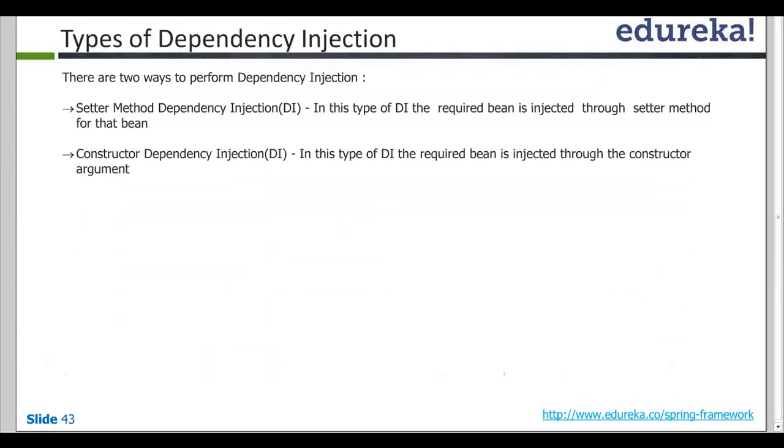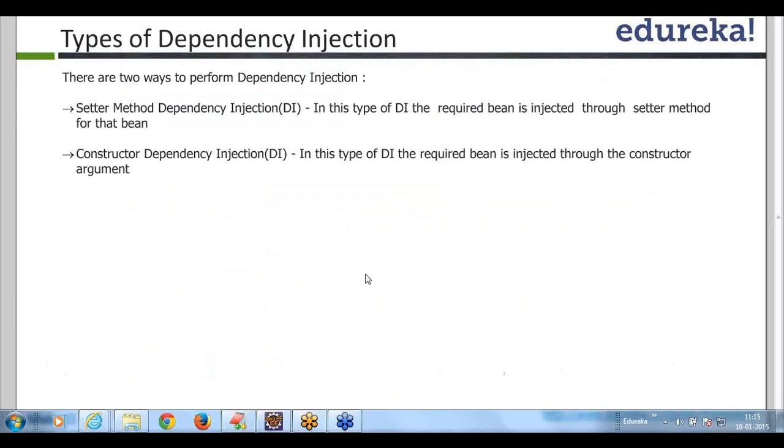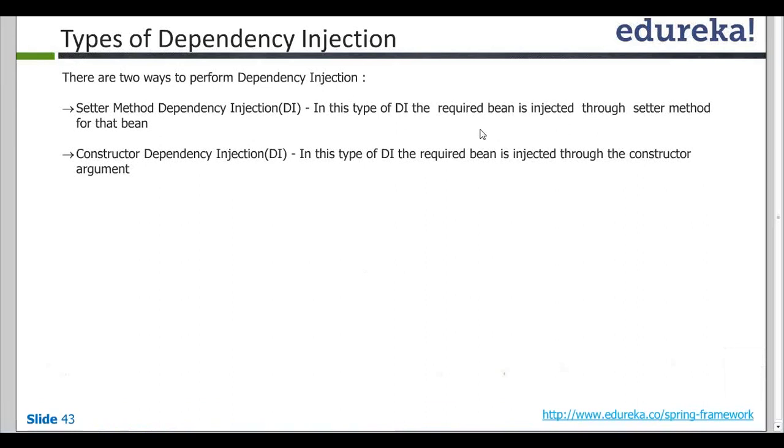We had seen the lab, and as I was saying, there are two types of dependency injection supported by Spring. One is setter method dependency injection. We had seen this practically, that is using setter methods, the container is able to set the value to the bean, and the other is constructor dependency injection, where your container uses the respective constructor to inject the values.